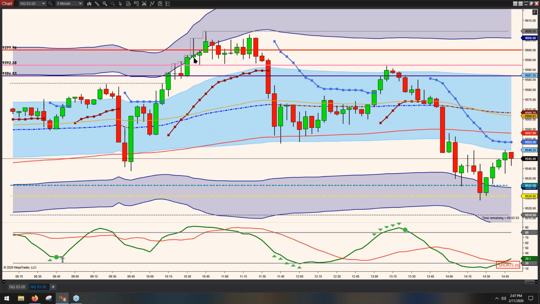This one here is a nice topping tail, but unfortunately this was into the high of the day, which was the all-time high. So that would be questionable as to how much follow through you would get. But this one I like a lot, and you're going to want to look for those on a 5-minute, 15, 30, or 60 on one of the larger charts.